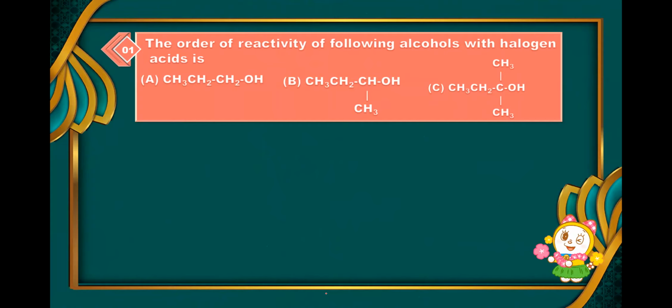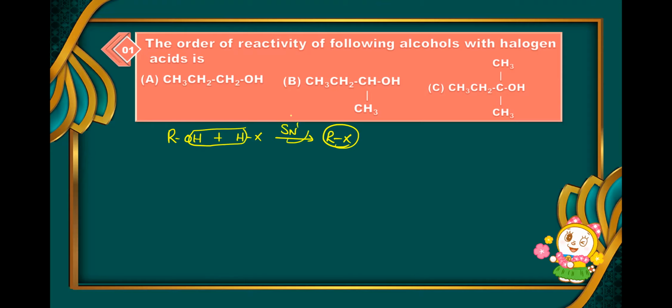The order of reactivity of the following alcohols with the halogen acids. If you take any alcohol and add HX, the OH and H go out as H2O and you get an alkyl halide. In this, which alcohol reacts faster? It takes place through the SN1 mechanism, and first it follows the carbocation as an intermediate.